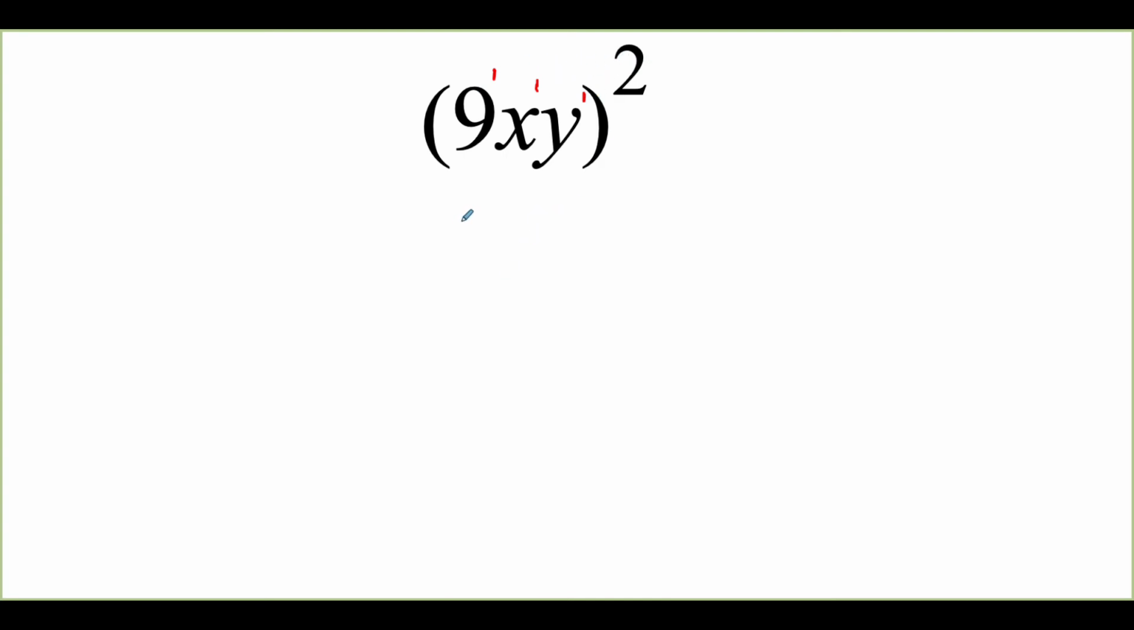of these exponents. So the 9, when we multiply 1 times 2, we get a power of 2 on that. The x, when we multiply that 1 times 2, we get x squared. And the same thing with the y. When we multiply that 1 exponent by the 2, we get y squared.